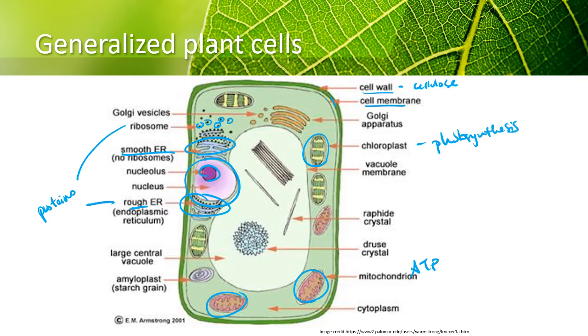We have that large central vacuole. The large central vacuole's job is to store water and some minerals. We've got some mineral crystals and some other mineral crystals floating around in here. You don't need to know those names. Just know that there's water and minerals in those large central vacuoles. We've also got some starch granules.